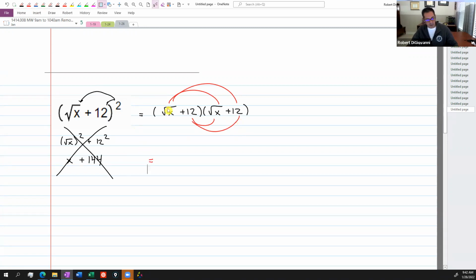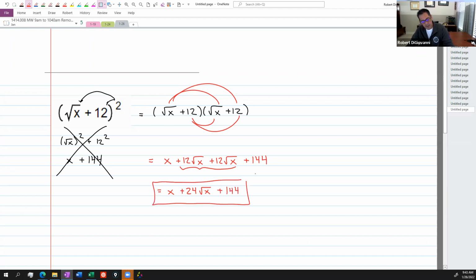So when I multiply the square root of x times the square root of x, I just get x. When I do square root of x times 12, I get 12 root x. And then when I do the middle one, 12 times root x, I get another 12 root x. And the last two terms, 12 times 12 is 144. The only other thing I can do is put these two radicals together. I have 12 of these roots plus another 12 of those roots. 12 plus 12 is 24 of those roots, plus 144. So that is the expansion of that expression.